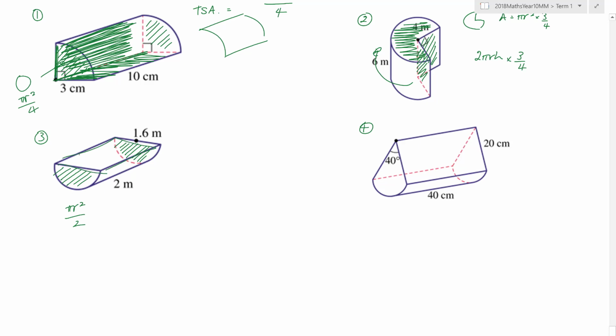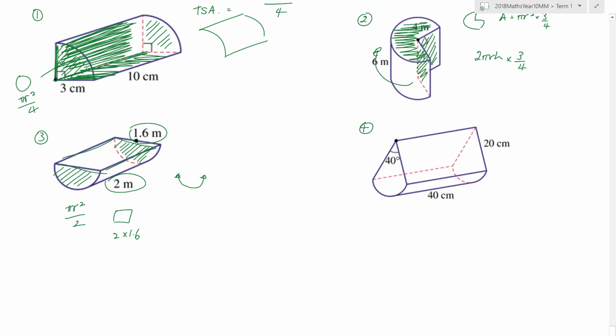This top section here is a rectangle. And I have the fact that it's 2 meters and 1.6 meters. So I could find the area of that just by doing 2 times 1.6. Then we've got the curved bit along the bottom. How do we do that?